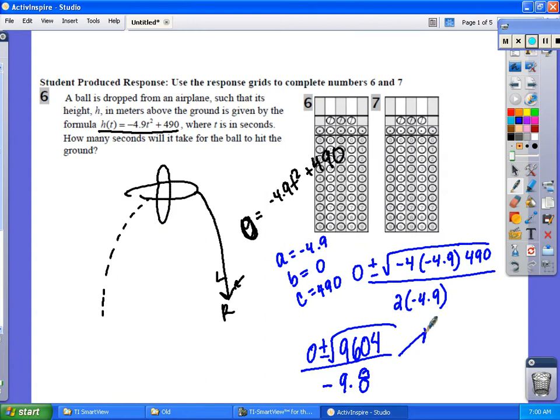So we could break this down into 0. I don't have to write the 0. We have positive, what was it? 98 over a negative 9.8. And you have a negative 98 over a negative 9.8. And here you're going to end up with an answer of negative 10. And here you're going to end up with an answer of 10.